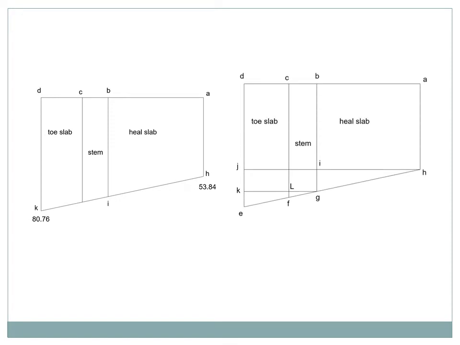Now we can find the stem portions and split them into given shapes, triangular or rectangular. The toe slab has two rectangular shapes and a triangular one, the stem also has two rectangular and a triangular, then the heel slab has one triangular portion and one rectangular portion.